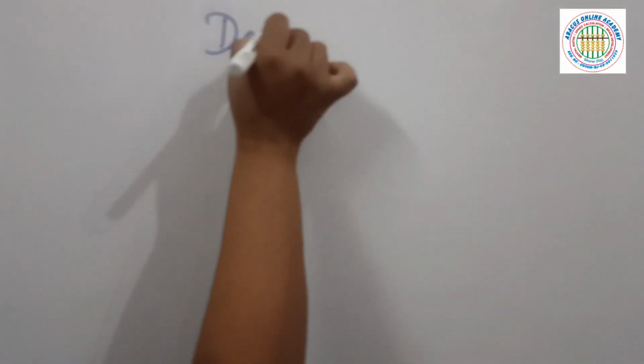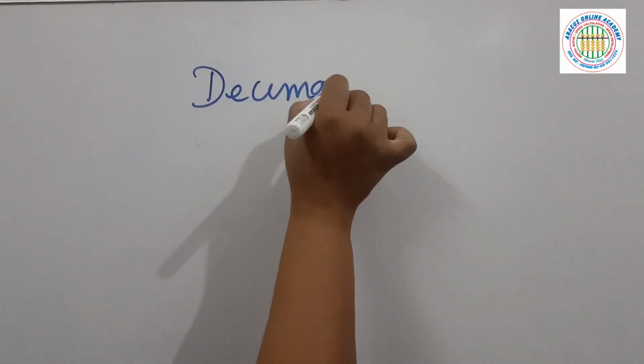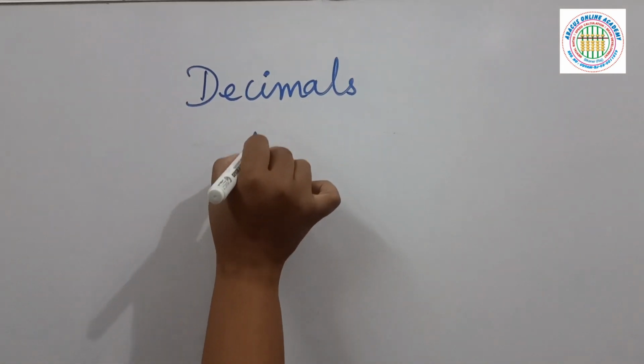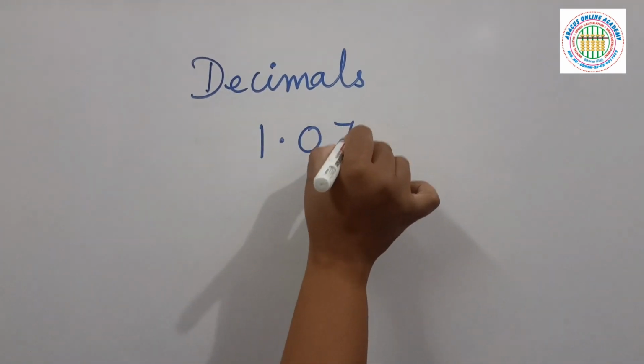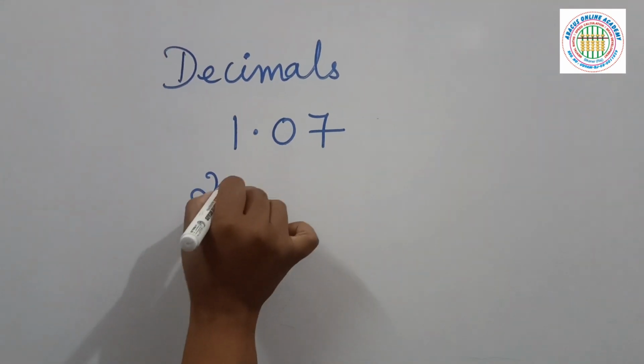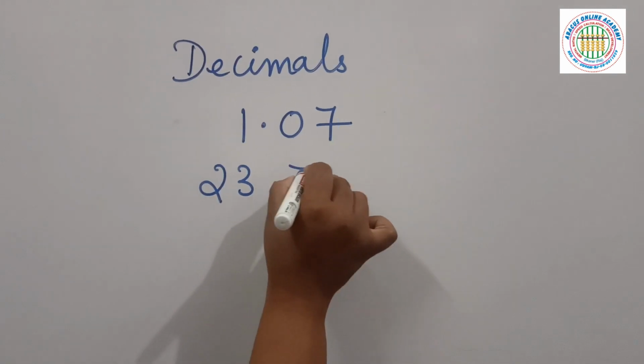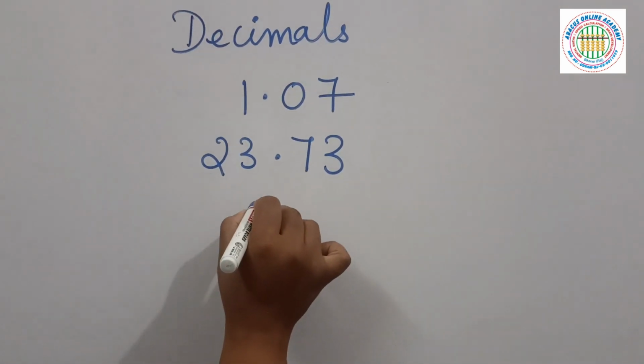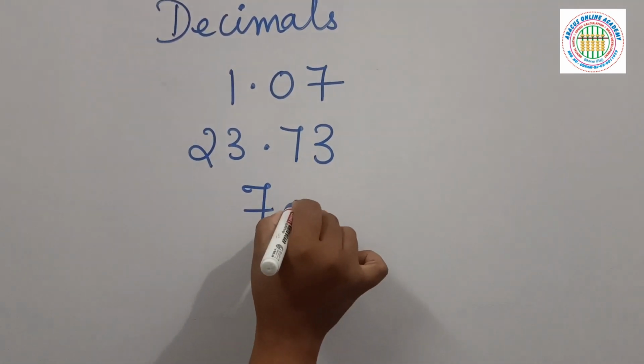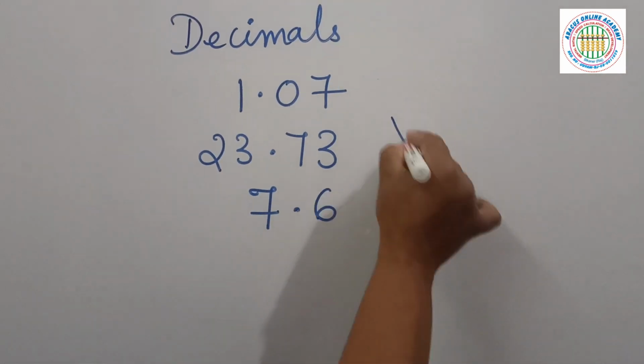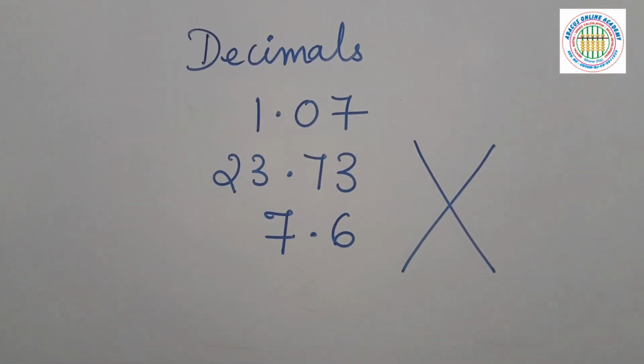Next one, and the third one, is decimals. These are not part of integers. For example, 1.07 or 23.73 or 7.6, whatever it is, these are not part of integers.